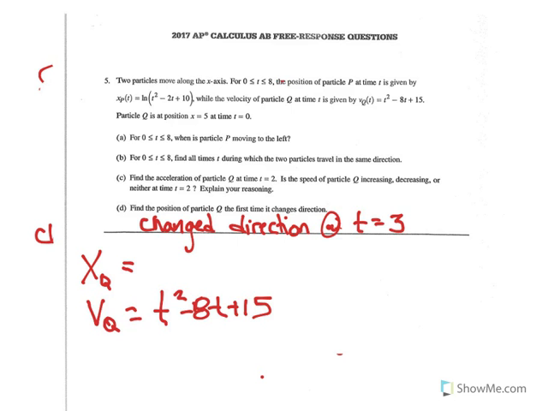So if I want to find the displacement, how far it's gone, instead of taking a derivative, now I'm going up, so I'm going to integrate. I'm going to integrate from time 0 to time 3, t squared minus 8t plus 15. This is about the max they give you when you have to integrate. I'll put the dt on there.